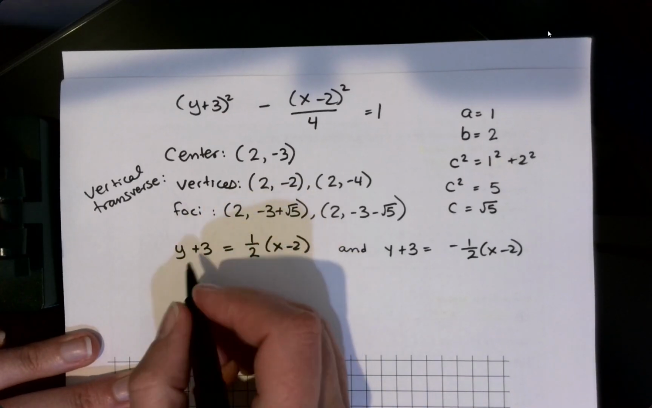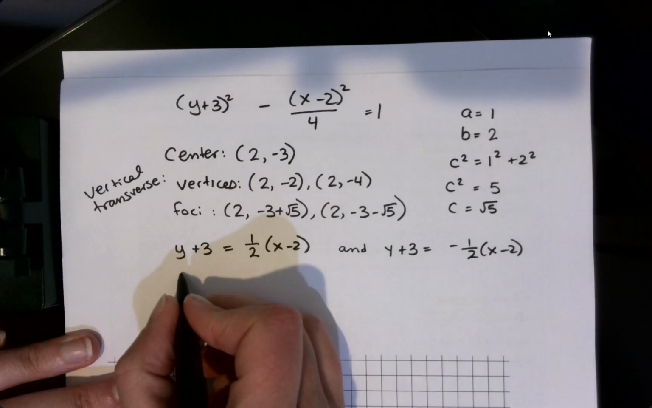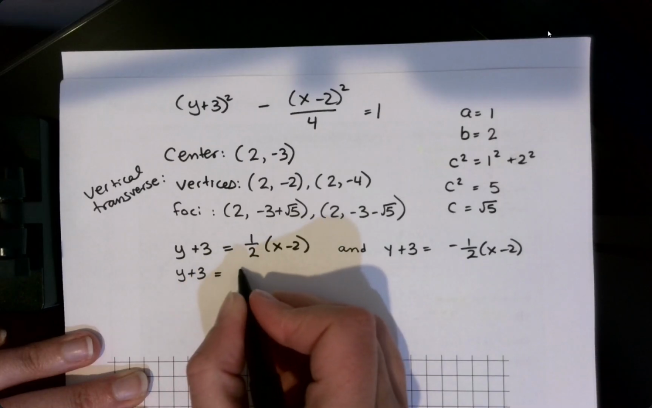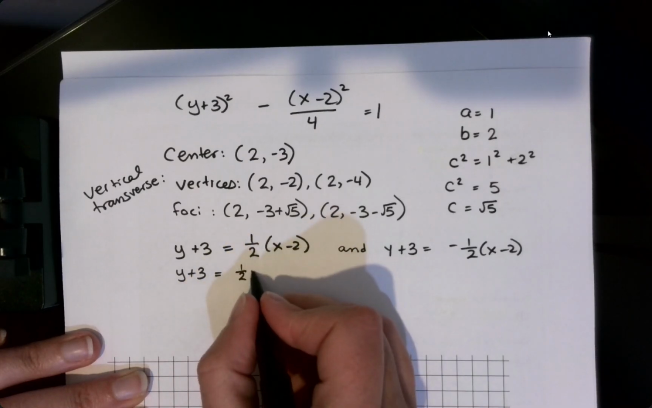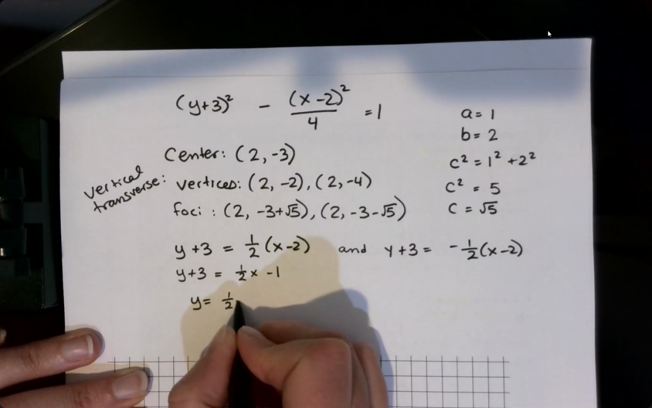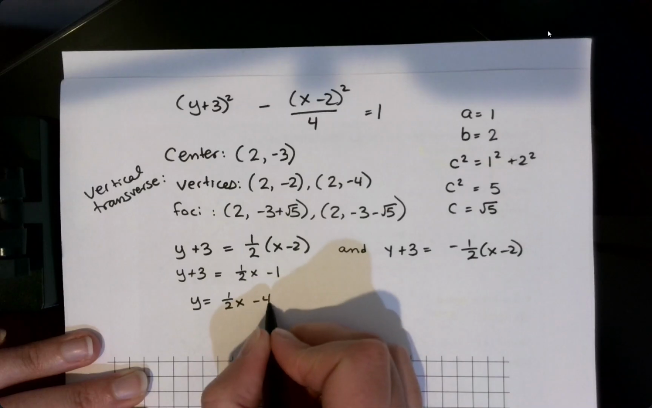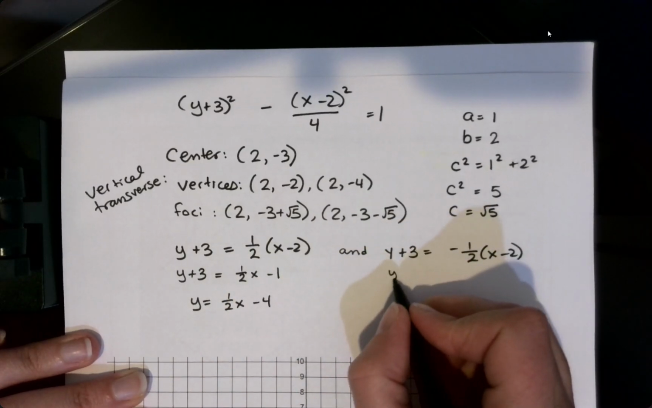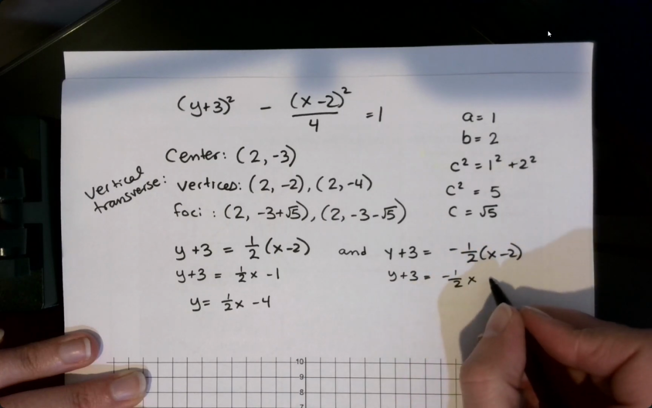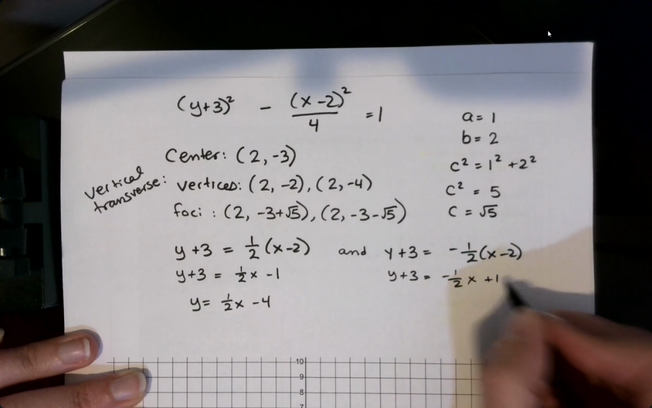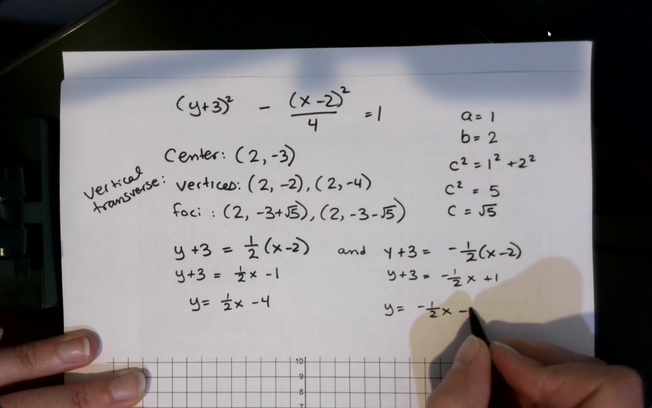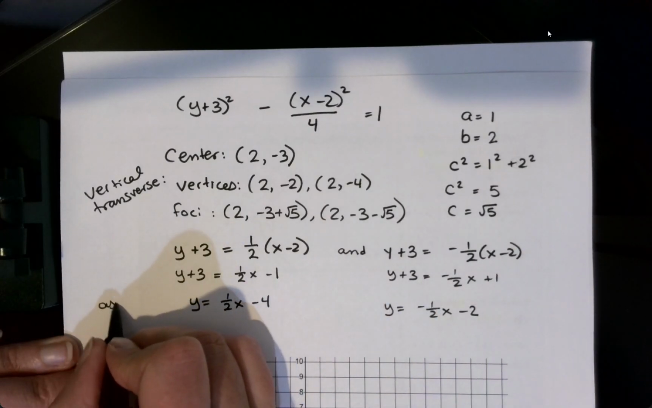So this will be y plus 3 equals 1/2 x minus 1, or y equals 1/2 x minus 4. And this one, distribute the negative 1/2 x. Negative 1/2 times 2 will be a plus 1. So y equals negative 1/2 x minus 2. So these are our asymptotes.